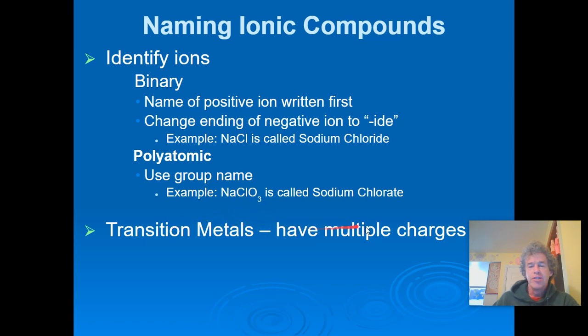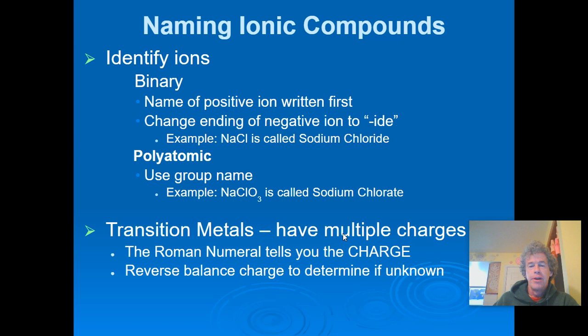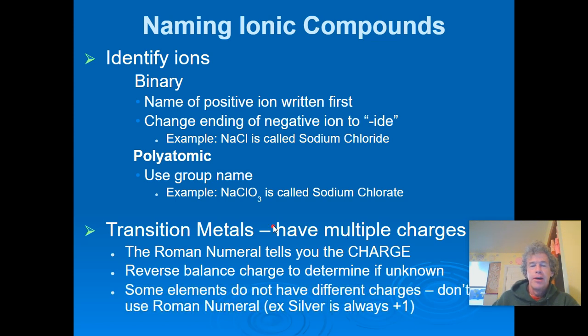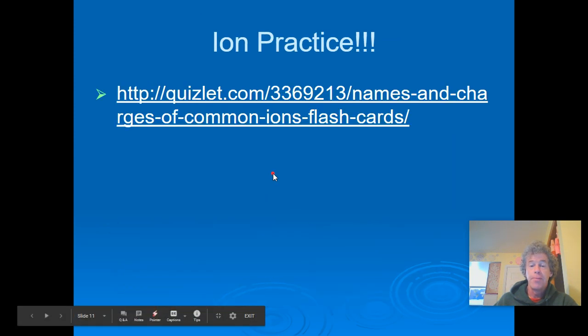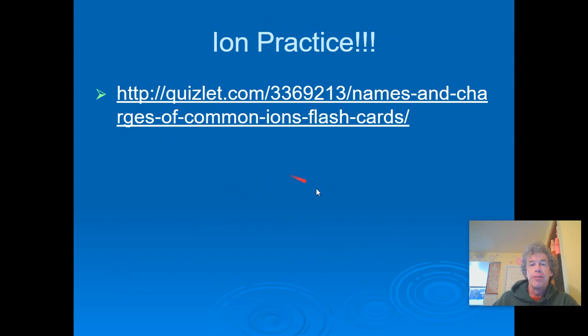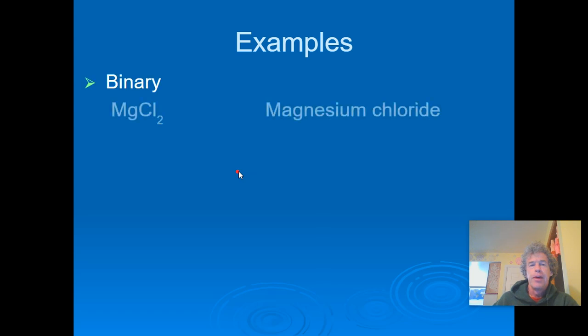Now, transition metals, we've said, have multiple possible charges. Because of that, use Roman numerals to tell the charge. And you can kind of reverse balance if you need to. Now, some elements don't have different charges, even though they are in that area of transition metals. For example, silver is always 1+, zinc is always +2. If you want to practice ions, there is a little Quizlet there.